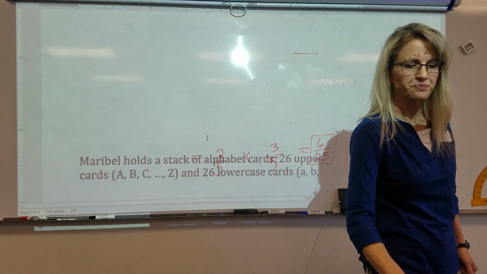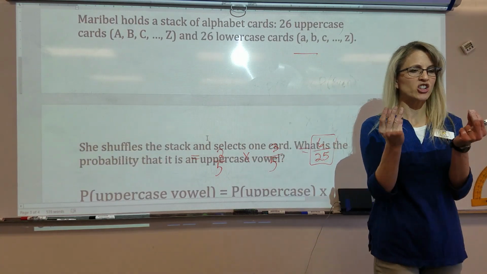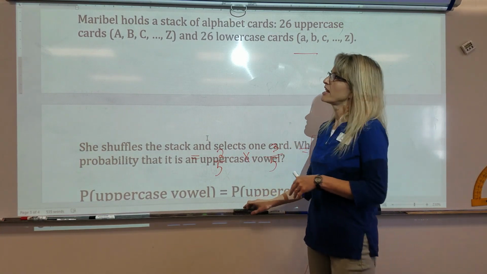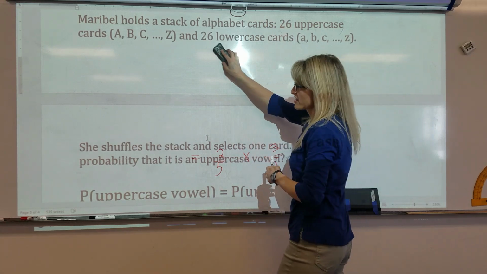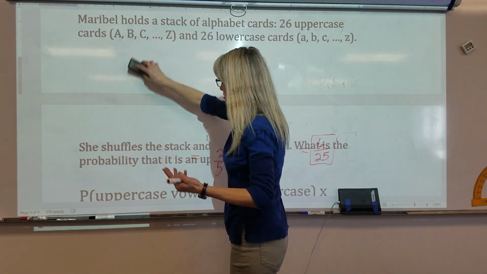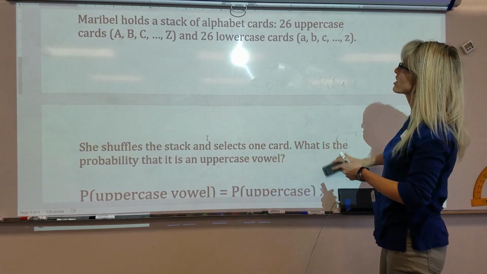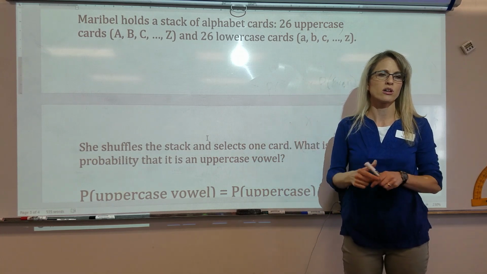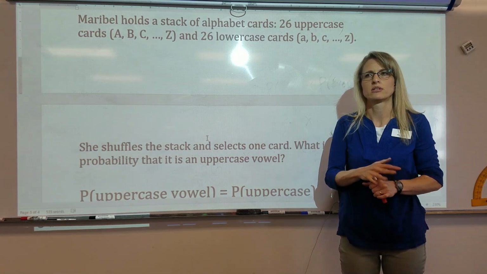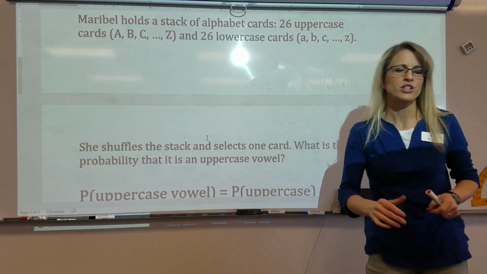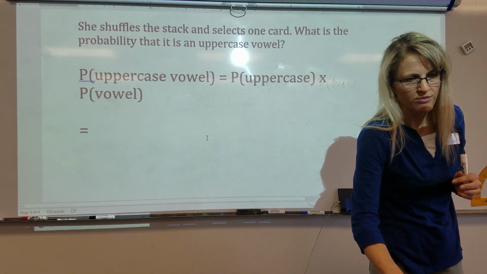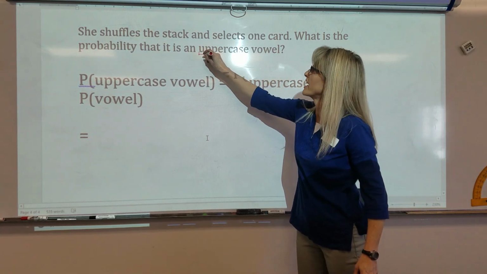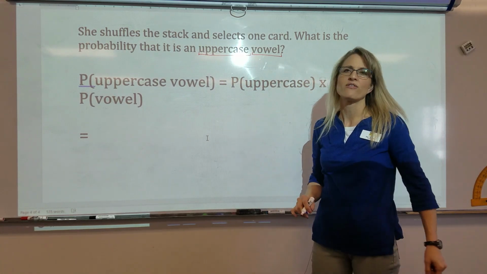We got one more. Let's say I've got a big stack of cards, and they're just letter cards. They're not face cards. They have 26 uppercase letters, so capital A, capital B, etc. And then 26 more cards that are lowercase, a, b, c, and so how many cards total do I have? 52. We got to know that. We're going to shuffle the stack and select one card. What is the probability of getting an uppercase that is also a vowel?